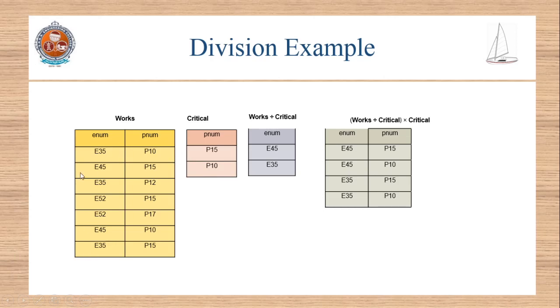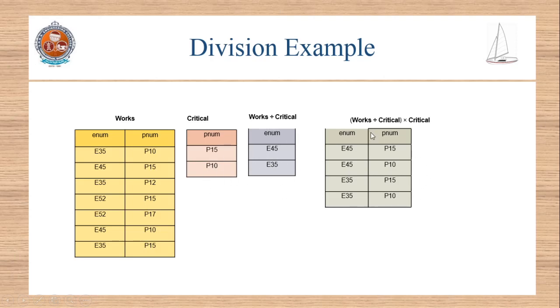So when we have seen in these two relations, we have identified that employee E45 is working for the critical project P15 and also for critical project P10. And at the same time, employee E35 is working for the critical project P10 and also is working for critical project P15. So these are the two employees who are working for the critical projects.